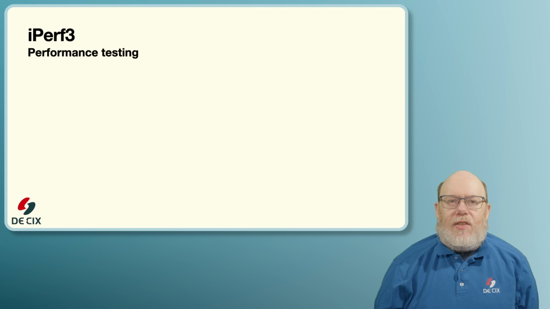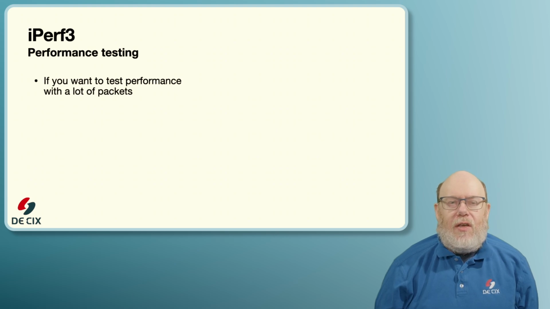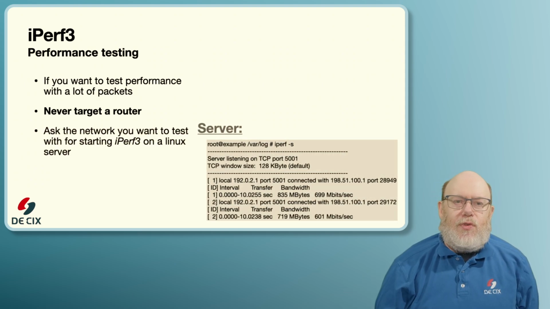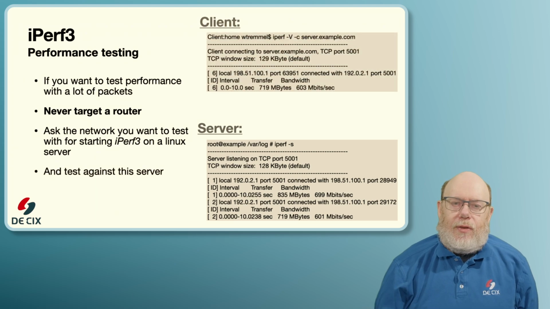Another kind of software is iPerf3 for performance testing, and that runs on a server. So if you really want to do some performance testing, get a server at the target location, have them install iPerf3, and then target the server. Never target a router. iPerf3 is software specifically for testing throughput, also massive throughput, and you can use it by starting the command on the server and also starting a command on a client and then measuring throughput. Have a look at the man page or the web page of iPerf3.